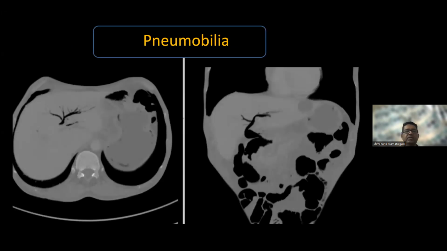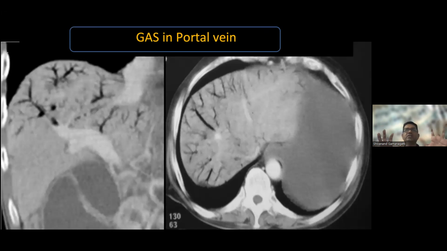On the contrary, if the air is present in the biliary system, it won't reach the surface. It will be centered in the middle of the liver and has only a few branching patterns. So pneumobilia will be localized in the center, whereas air in the portal system reaches the surface. You should be able to differentiate whether it is pneumobilia or gas in the portal vein.